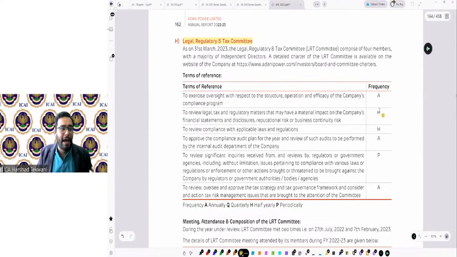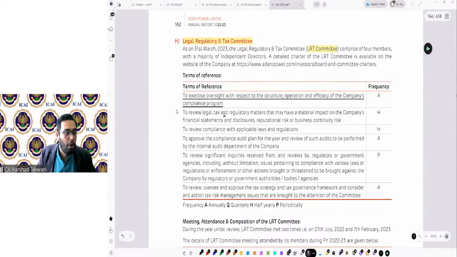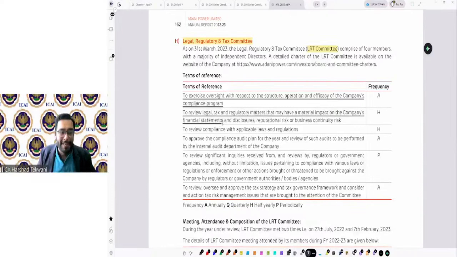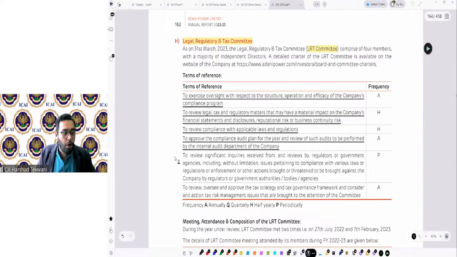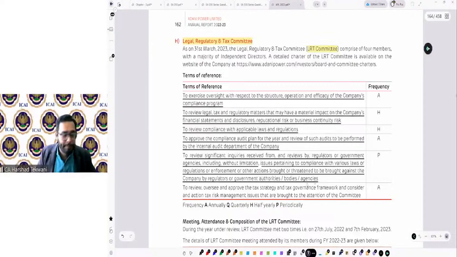Now the role of the LRT committee, its terms of reference, is to exercise oversight with respect to the structure, operation and efficacy of the company's compliance program, to review legal, tax and regulatory matters that may have a material impact on the company's financial statements, disclosure, reputation risk and business continuity risk, to review compliance with the applicable laws and regulations, to approve the compliance audit plan for the year and review such audits to be performed by the internal audit department, to review significant inquiries received from and reviews by regulators, government agencies, including without limitation, and all those things. To review, oversee and approve tax strategy, tax governance framework, and consider tax risk management. And they have a frequency for that, and who the members of the committee are and when they met.